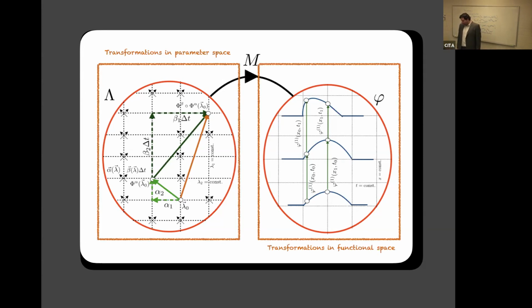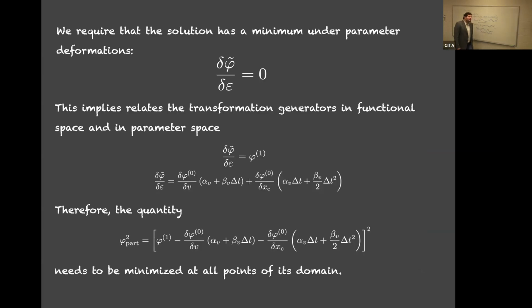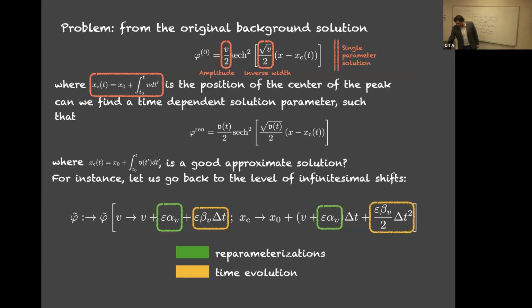So yes, that's the idea, mapping transformations in functional space to transformations in parameter space. And what we're going to demand is that the functional derivative of the total solution as a function of the deformation that one can achieve has to be minimal. And this implies two things. If this is true, the derivative of the full solution with respect to epsilon in functional space is just going to give you the generator of deformations in such space, which is simply the first order perturbative solution, phi 1.